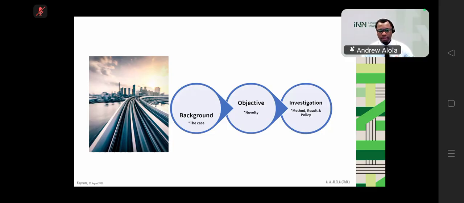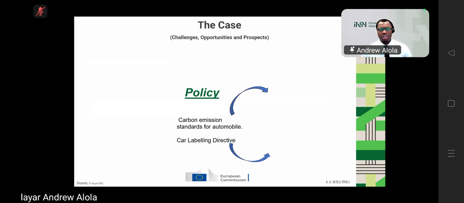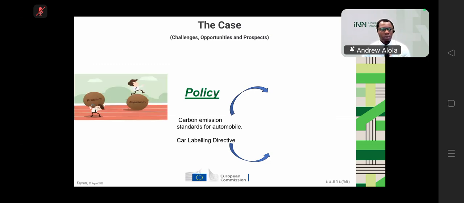We're going to go through the background, the objective of what we are discussing, and the investigation, because this particular topic is on a specific case. It is a specific case of a study we did, which I found so relevant for this conference, and that is why we are here. Now, what is the case? We'll talk about the case, which takes us from the challenges of where we are in terms of passenger cars to the opportunities and prospects. So first, let's look at the problems and challenges.